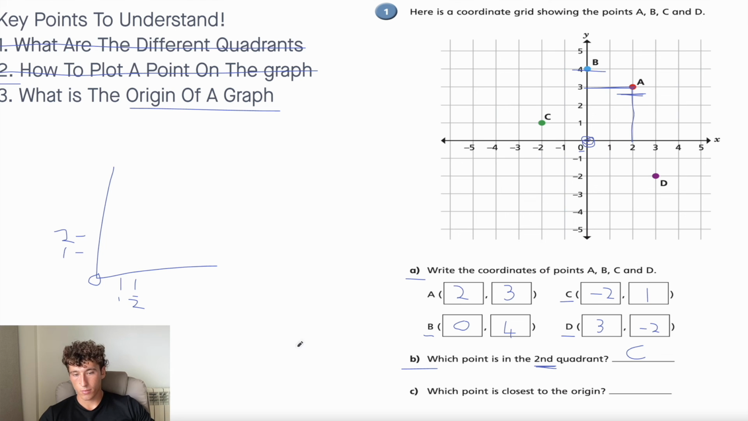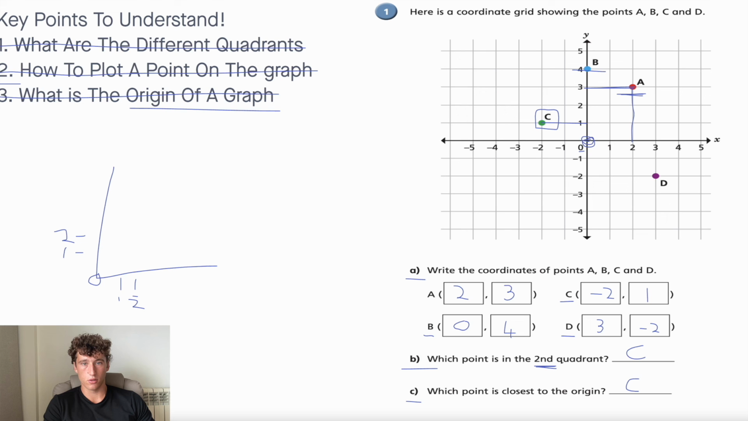So here, part C is which point is closest to that origin. So now we know the origin is right in the middle. Here it's quite obvious that the closest point is going to be that C because it's 1 up on the y-axis and just -2 on the x, whereas the other ones are 4 on the y-axis, 0, we've got 3 on the x, -2, and we've got 2, 3. So C is going to be the closest here. And that is key point 3, also crossed off.